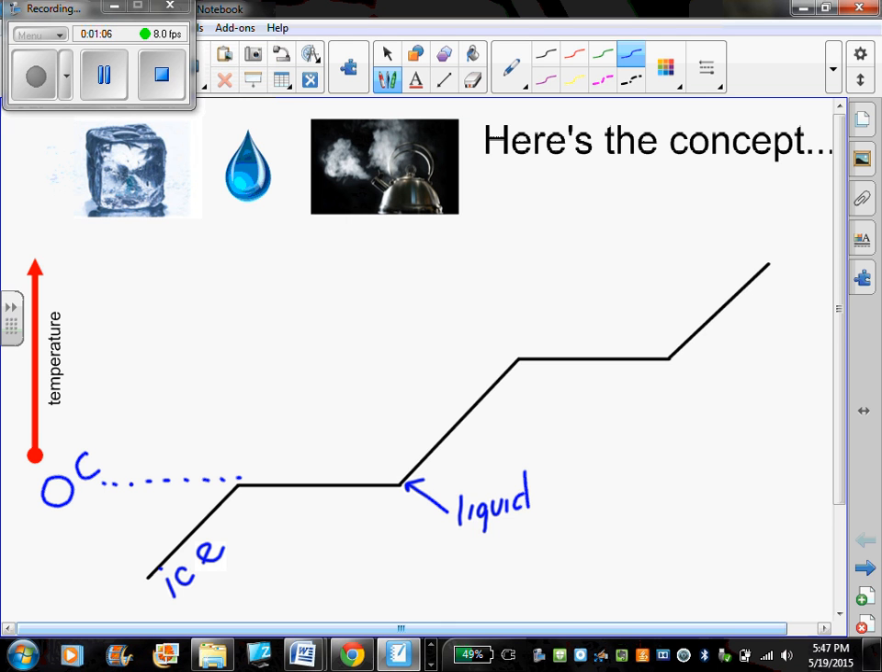So the next time we have a phase change is going to be again when we have another horizontal line, and that is at 100 degrees Celsius. And right when we transition all of that mass of water, liquid water, into steam. All right, so this is steam, which we are more commonly going to call water vapor.